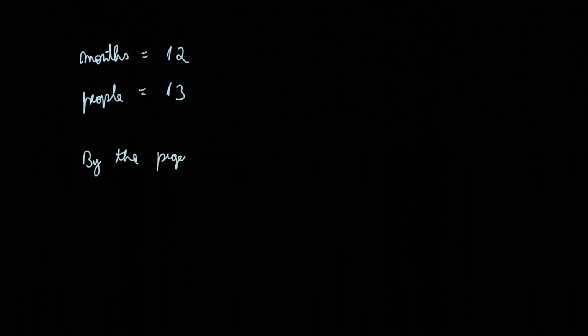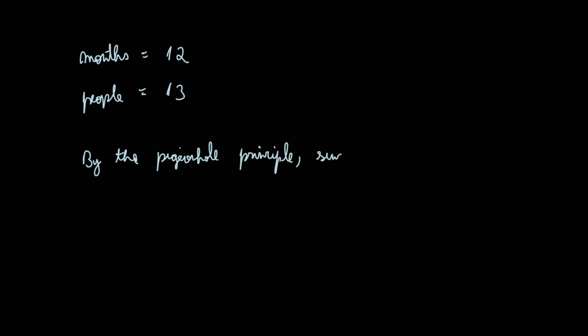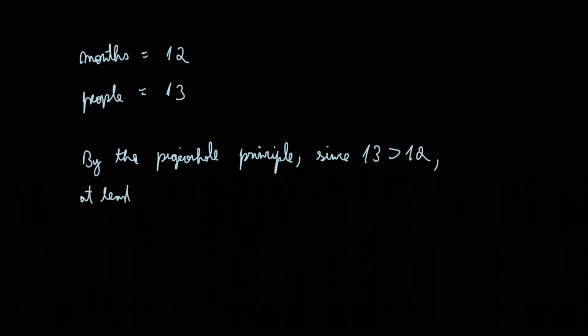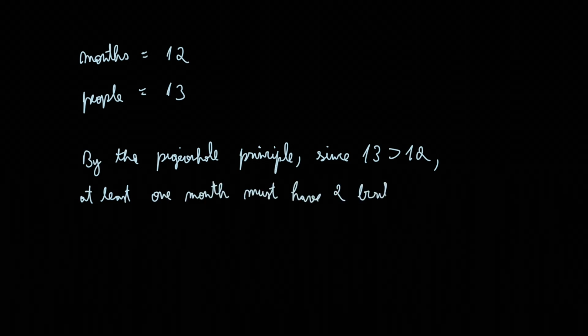By the pigeonhole principle, since 13 is greater than 12, at least 1 month must have 2 birthdays. And the proof is done.